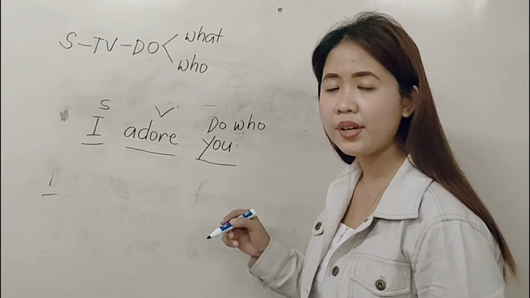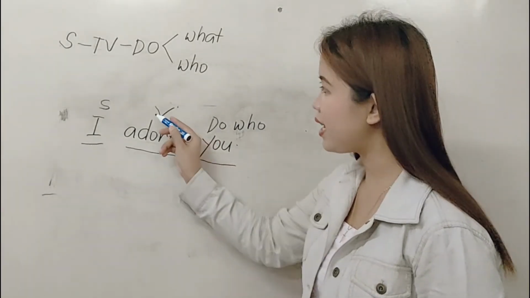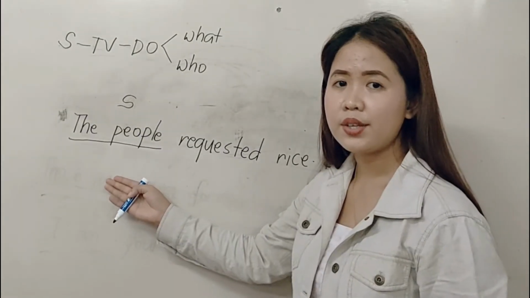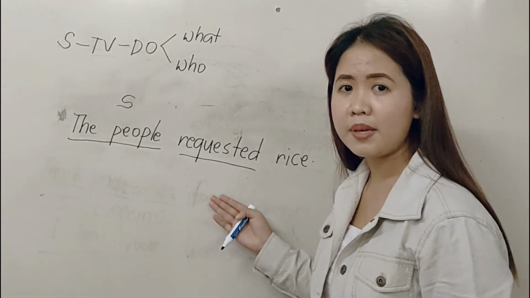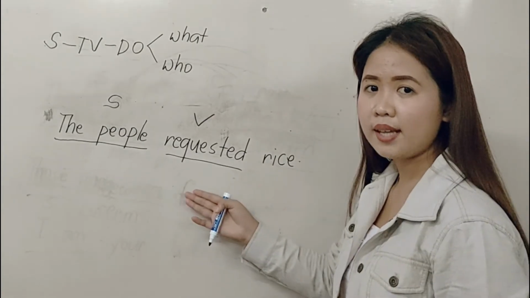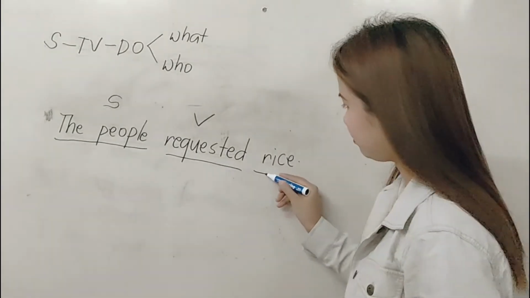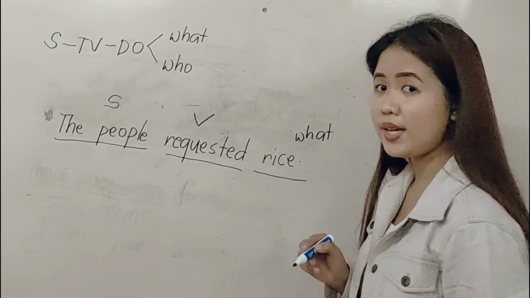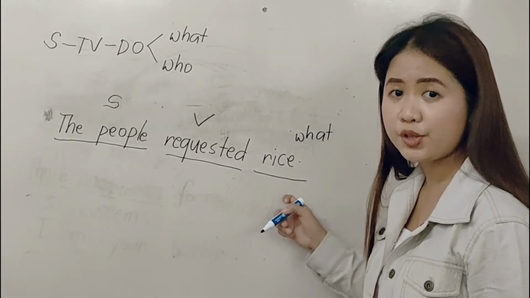Now, if we have a direct object in the sentence, we have here a transitive verb. The people is considered the subject of the sentence. Okay. What is the verb being performed? Requested. The people requested what? And the answer is rise. This is answerable by the what question. This means that the word rise is a direct object.